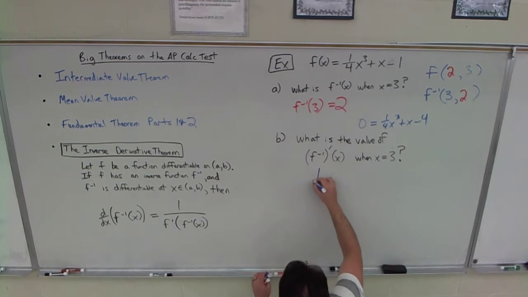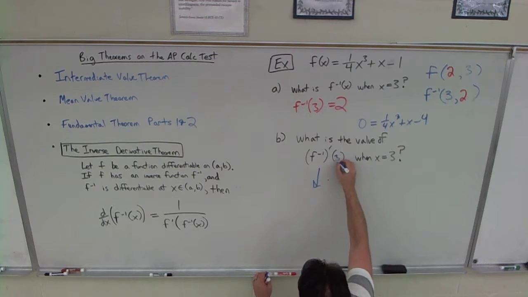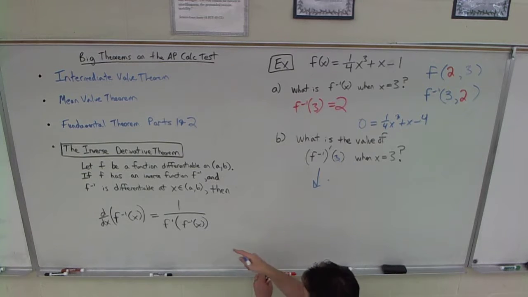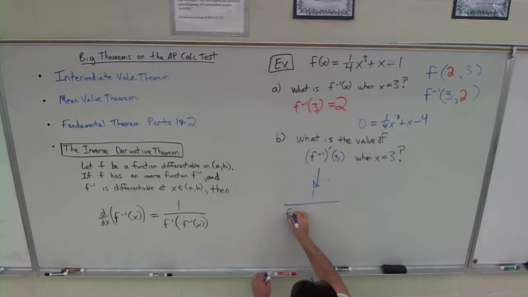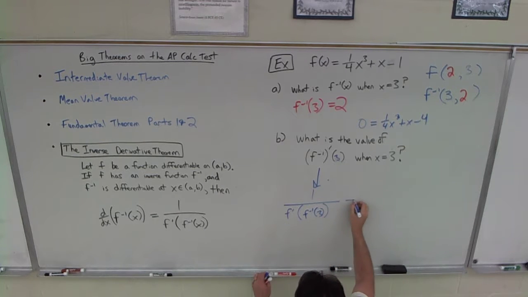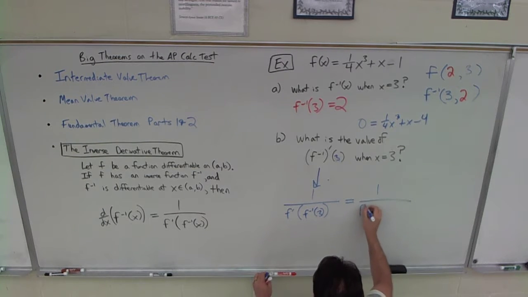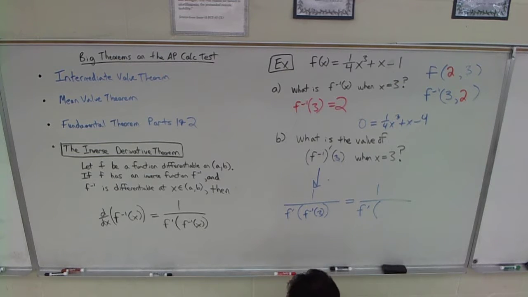So the theorem says that this guy evaluated at 3 will be equal to what? Theorem says it's going to be equal to 1 over f prime of f inverse of 3. So that's 1 over f prime, and f inverse of 3 is something that we already did. What was it? It was 2.